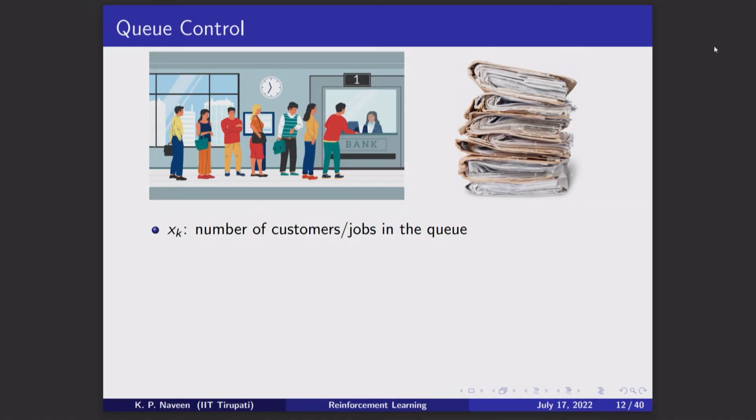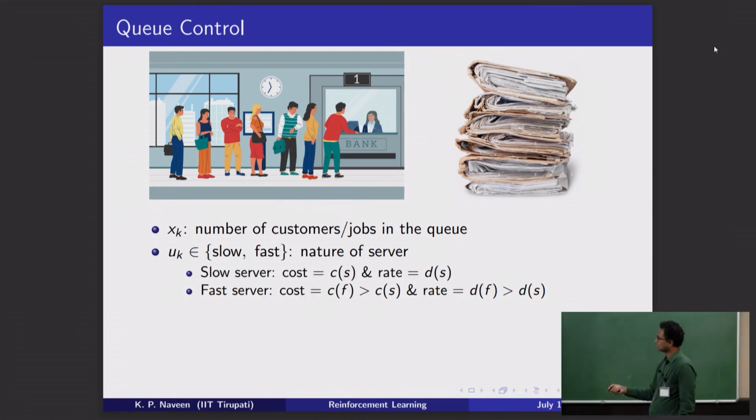Now, what could be one model for queue control? Let's say at the beginning of the day, xk is the number of customers or jobs in the queue. Or at the beginning of each hour, the number of customers in the queue. Now uk could be slow or fast, depending on the nature of the server.